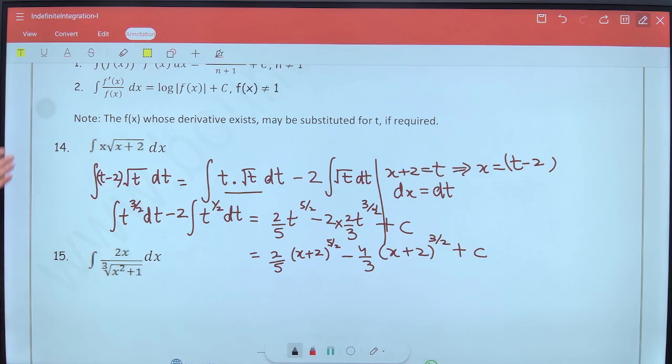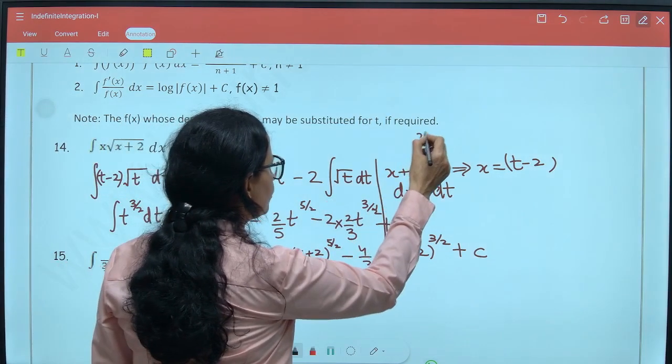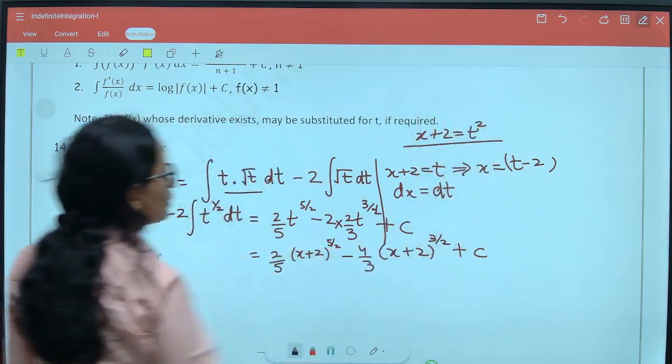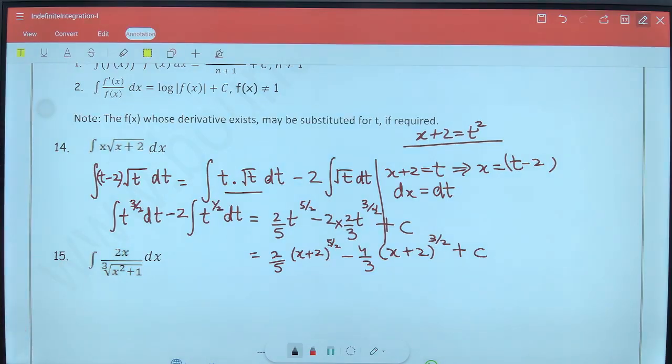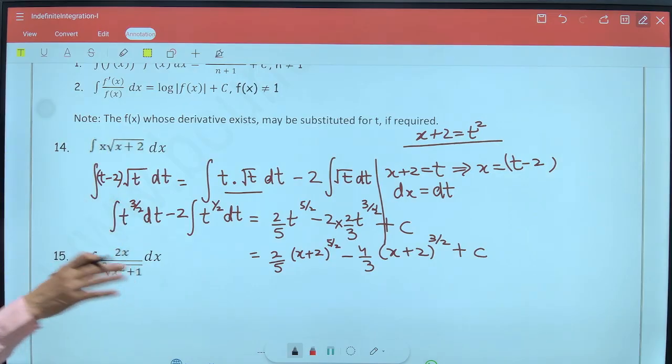Now in this question, because x plus 2 was under the radical sign, this could have been used as x plus 2 equal to t square also. You could have substituted it as t square also, but you will get the same answer. So it's up to you. If you are in the habit of putting the function in the radical sign as t, just do that and then simplify it.